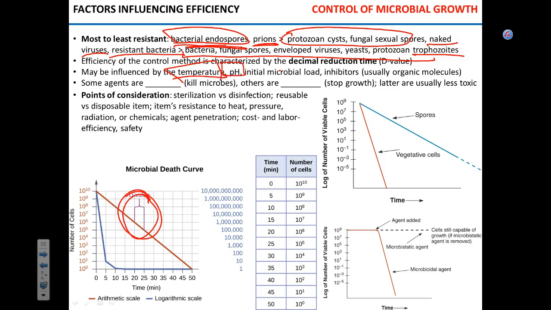pH. Some chemical agents will work better at certain pH. Initial load of microbes. That's pretty obvious. If you have a lot of microbes to start with, it's going to take a lot of time to completely clean up the surface. Inhibitors. When we say inhibitors, we usually mean organic molecules. What does that mean?